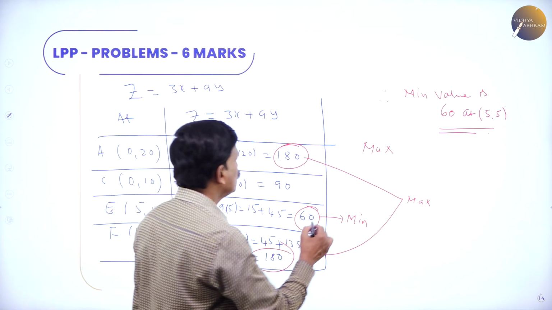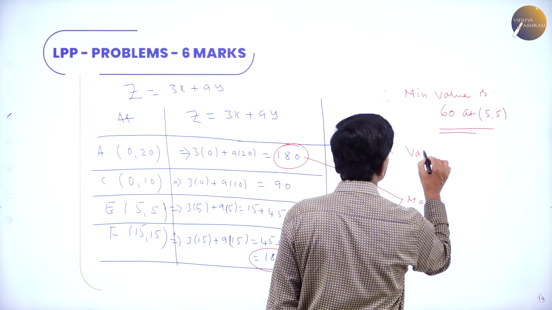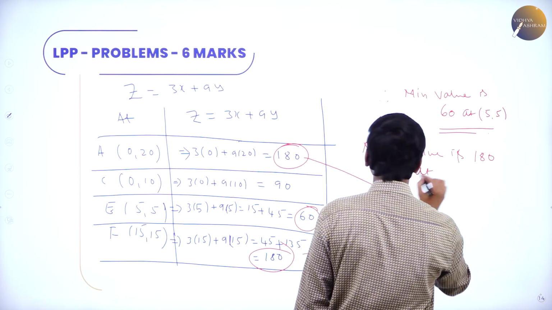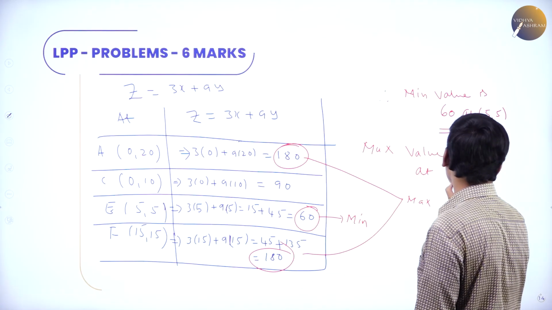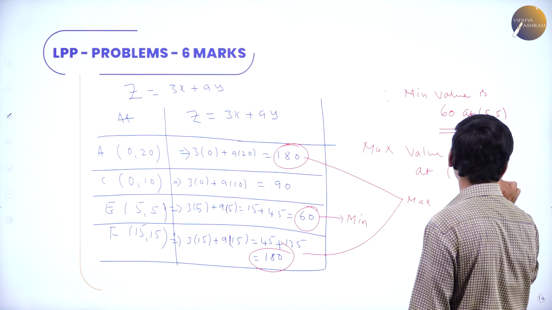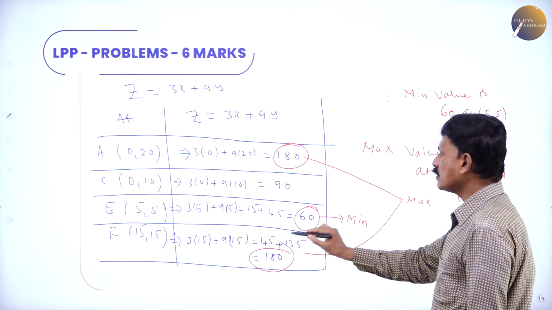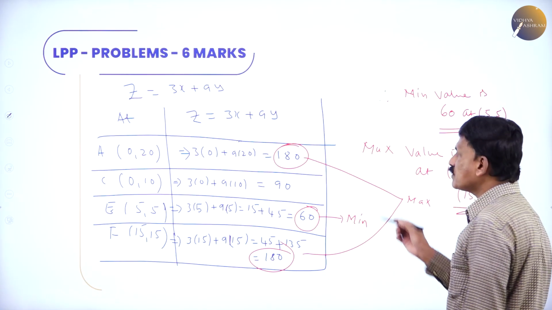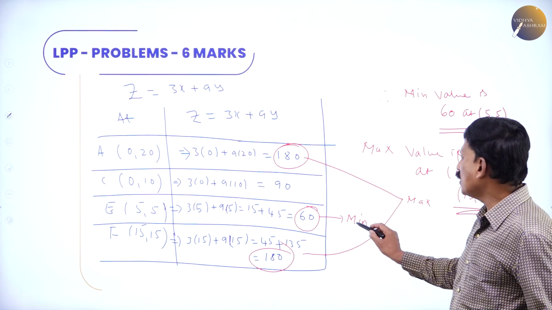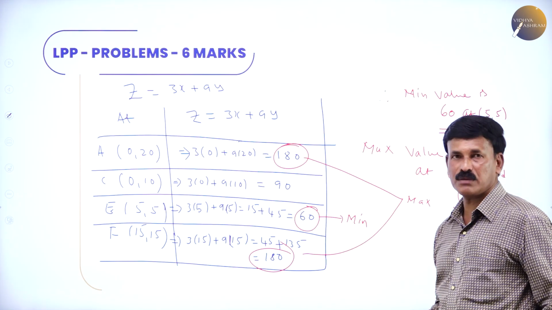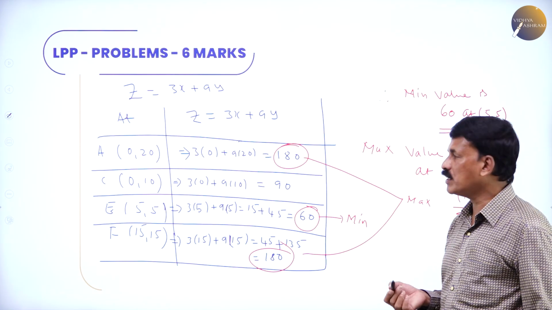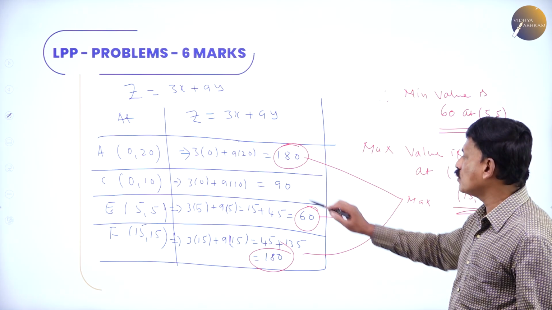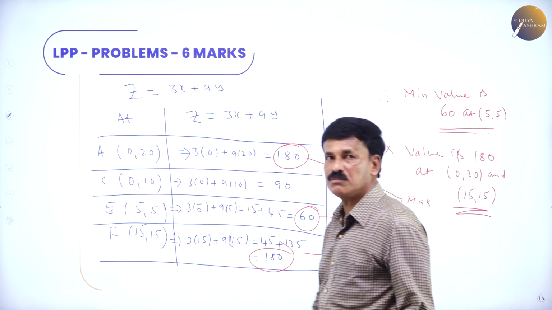So the maximum value is 180 at two points. One is at (0, 20) and another one is (15, 15). So this function has one minimum value, 60 at (5, 5), and the maximum value 180 at two points. What are the two points? (0, 20) and (15, 15).